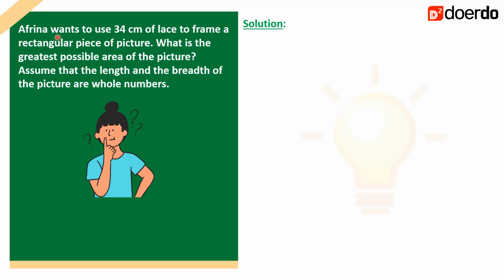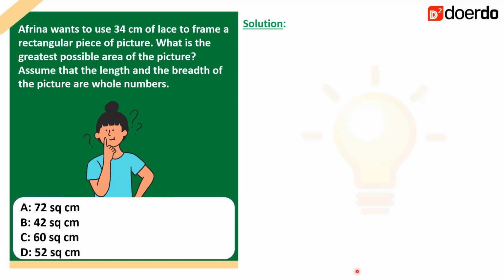Afrina wants to use 34 centimeters of lace to frame a rectangular piece of the picture. What is the greatest possible area of the picture? Assume that the length and the breadth of the picture are whole numbers. We are going to find the greatest possible area of the picture.